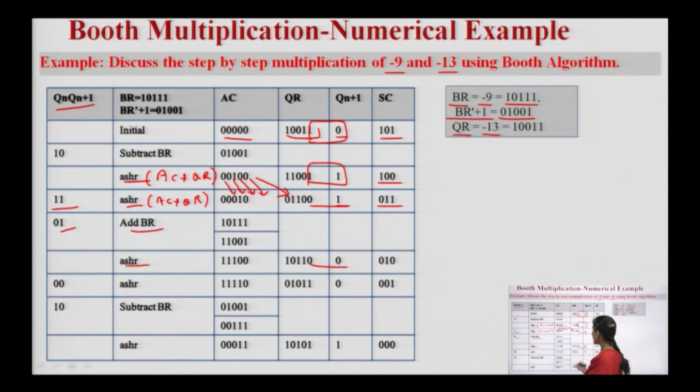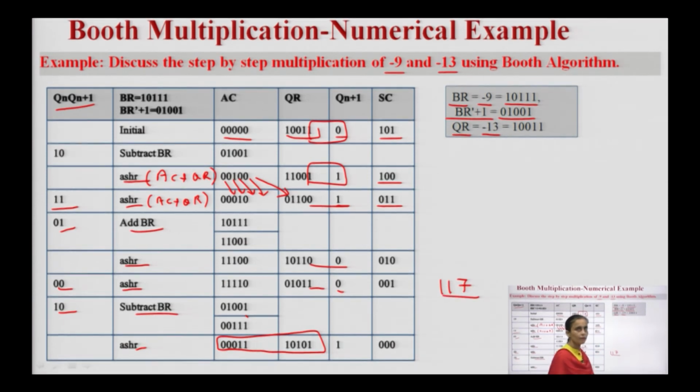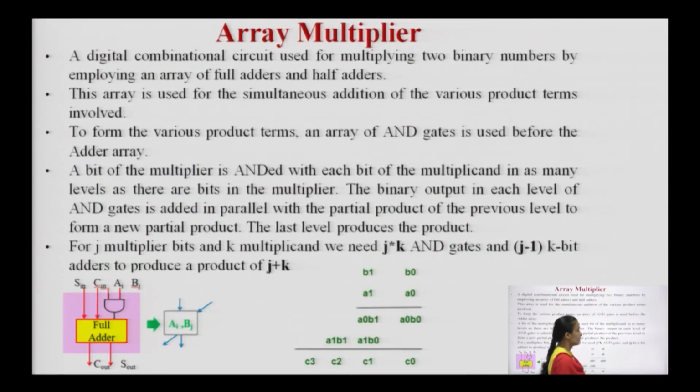Here in the third I have got the 0 0, again ASHR only. Here it is 1 0. So, I will be subtracting BR, and performing the arithmetic shift right, I get this result. So, this is my result, 117 in binary, using Booth multiplication.